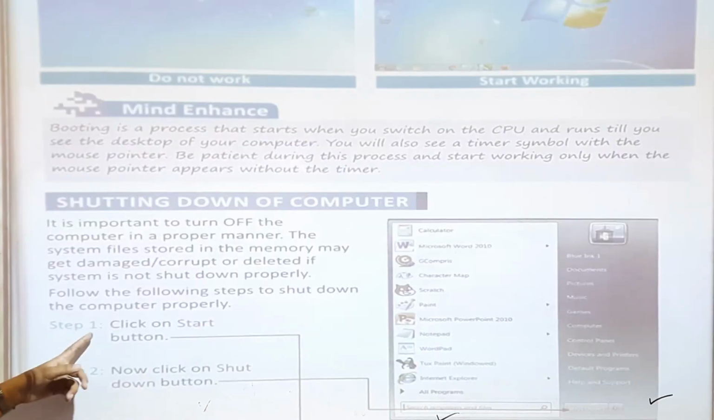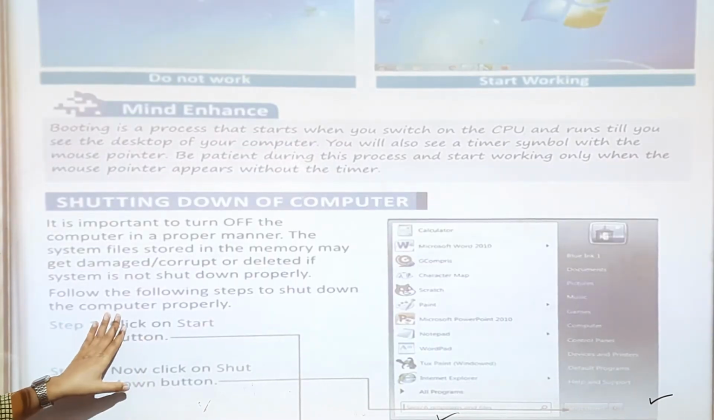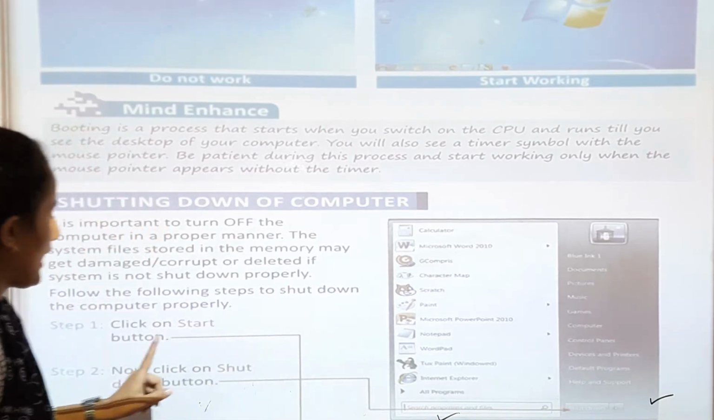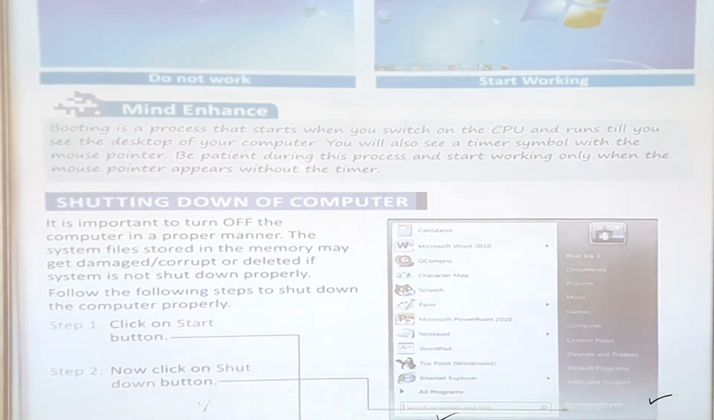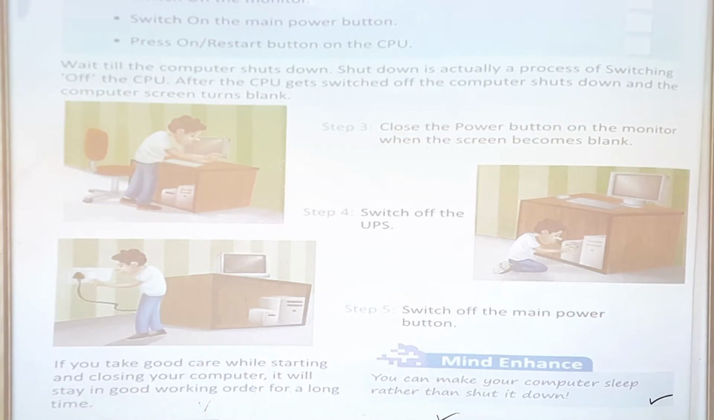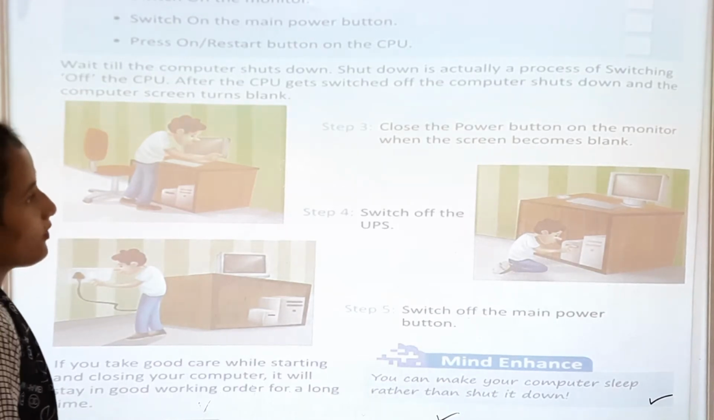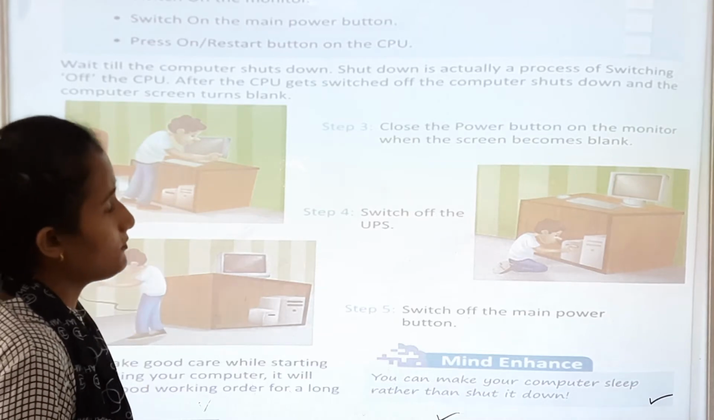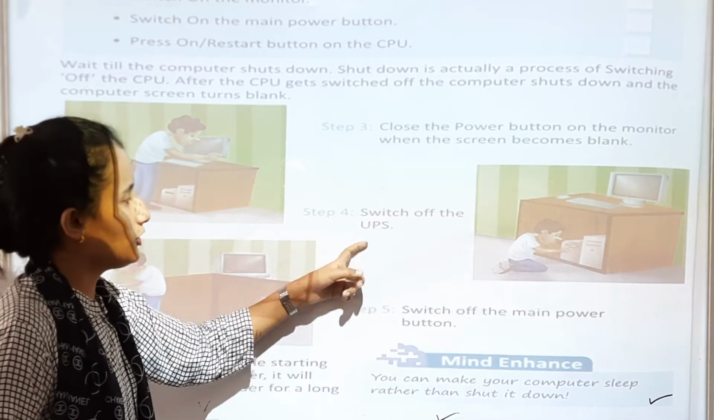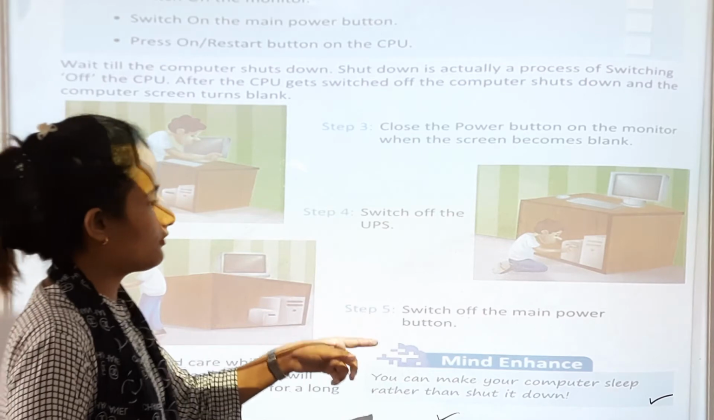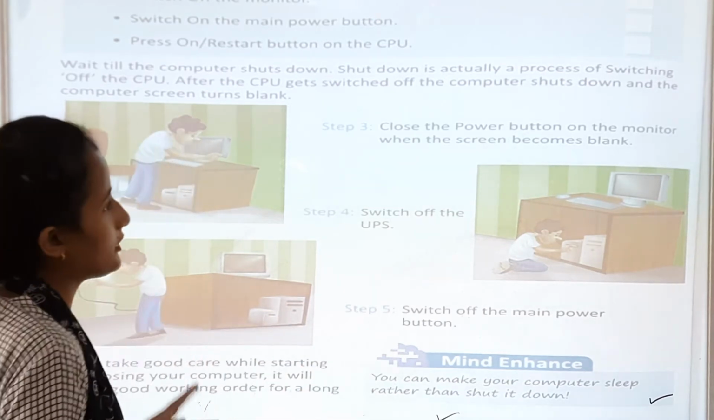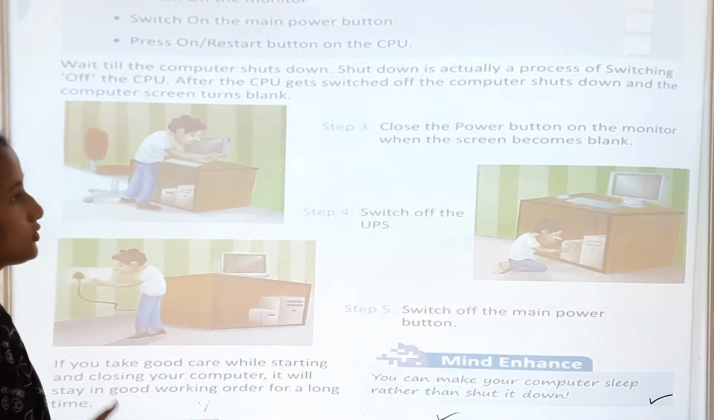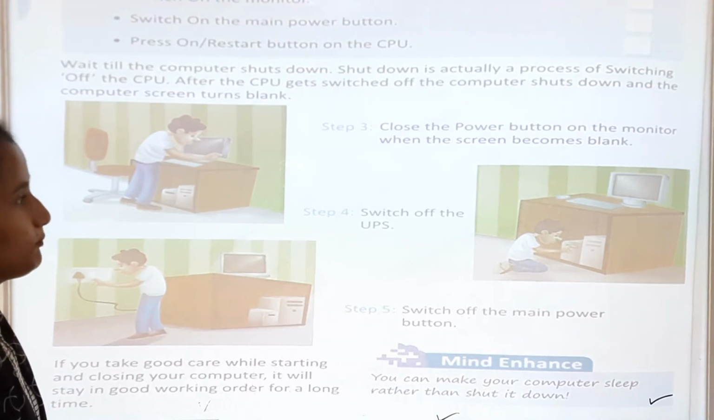First step, you have to shut down. You have to go to the start menu and then you have to shut down the computer. Third step, you have to power off the button on the monitor when the screen becomes blank and switch off the UPS button, switch off the main power button. So, this is the process by which you can switch your computer on and off.